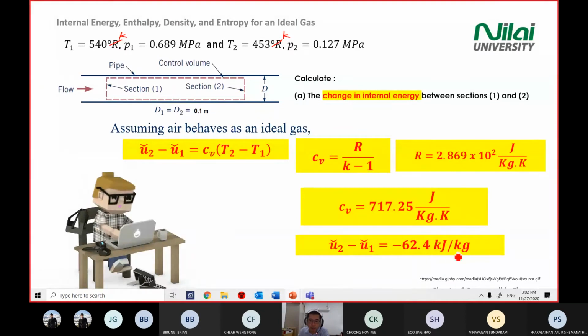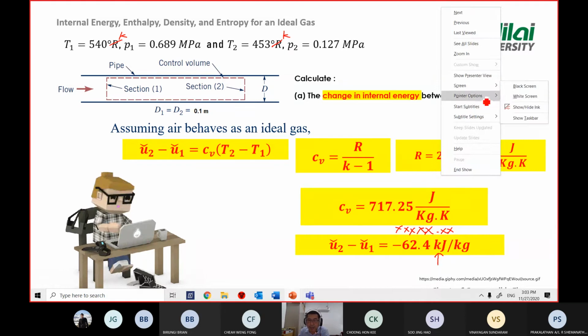62.4 kilojoule over kilogram. Okay, this kilojoule, you need to be careful when you answer a question. I always recommend you do your calculation in joule over kilogram per Kelvin. After that, you get a very full number. You convert this full number into either kilo, mega, or something. Okay, don't straight away jump into kilojoule over kilogram. So these are all the calculation mistakes that most of the time I see in exams.